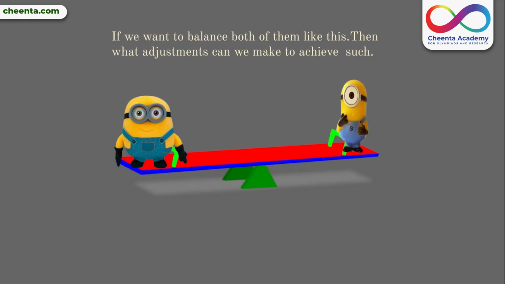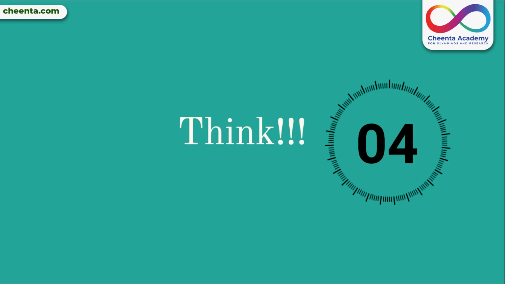If we want to balance both of them like this, what adjustments can we make to achieve that balance? How can we stop the seesaw from tilting towards Alex? Let's think about it.